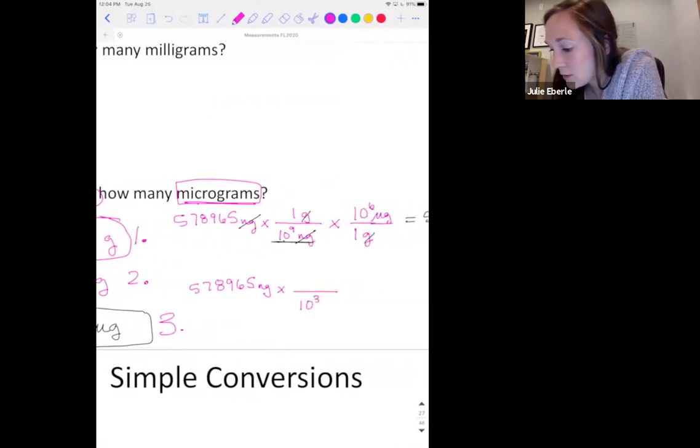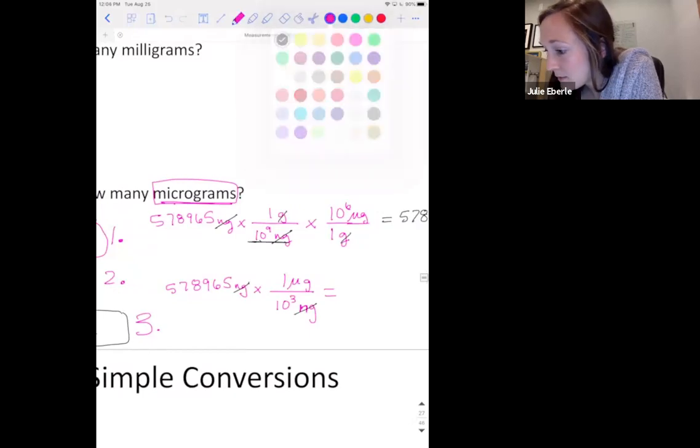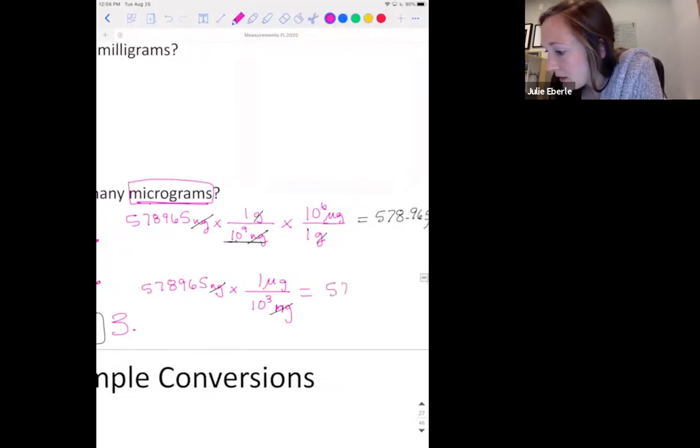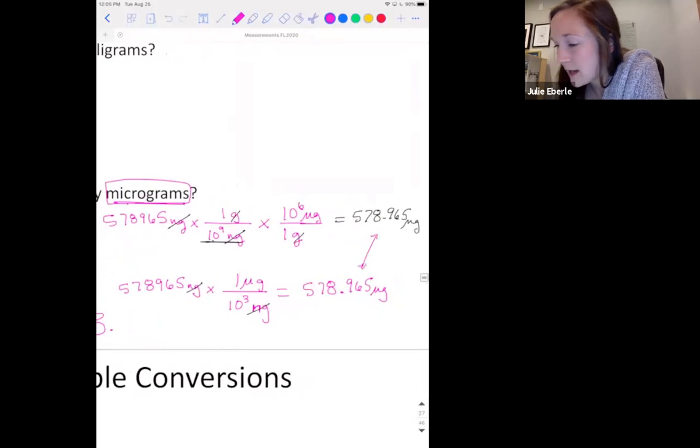You can write 1,000 or you can write 10 to the power of 3. Same thing. Nanograms in 1 microgram. Remember, micro is the U with the fun tail on the front. And you see, when we write it like this, nanograms cancel. So I'm dividing this number by 1,000, and you should get the same answer. 578.965 micrograms. And these answers right here are the same. And notice we've got to write our units every single time. Any questions?